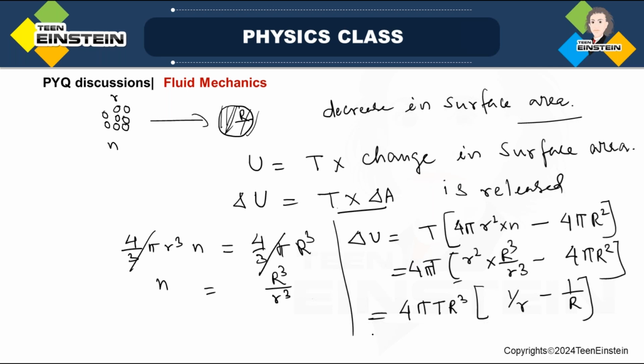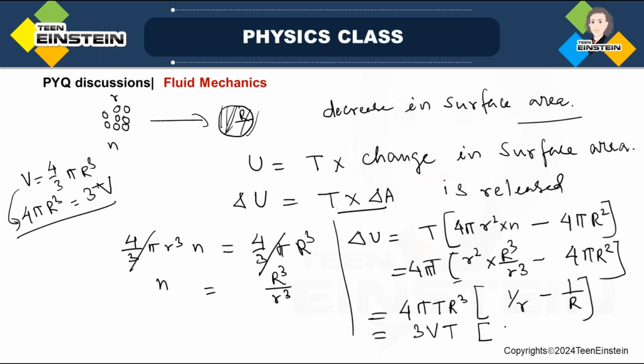Now here we know V is equal to 4 by 3 pi r cube. Then what will be 4 pi r cube? So 4 pi r cube will be equal to 3V, from here. So this value 4 pi r cube, I'll put it here as 3V, and this T was there, so it is 3VT whole into 1 by small r, sorry, minus 1 by capital R.